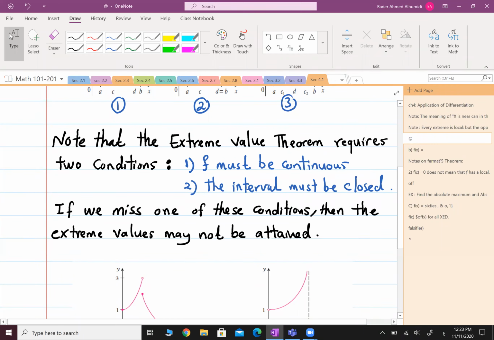Note that the extreme value theorem requires 2 conditions. Two conditions must be satisfied. What are these two conditions? 1. f must be continuous. 2. The interval must be closed. They call it continuity and closedness of the interval.